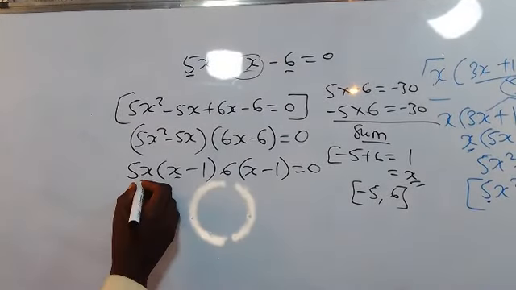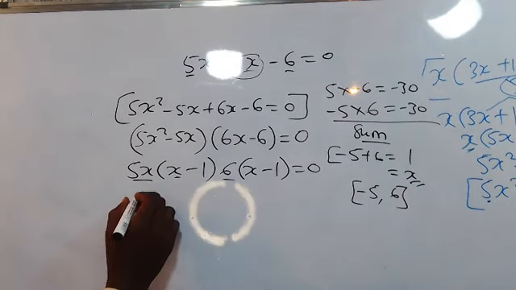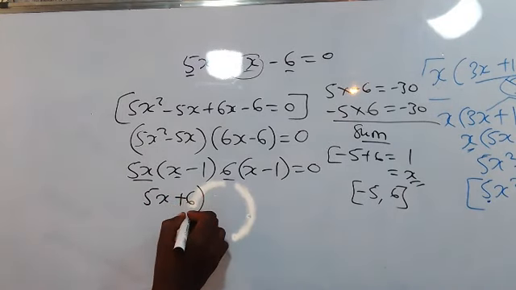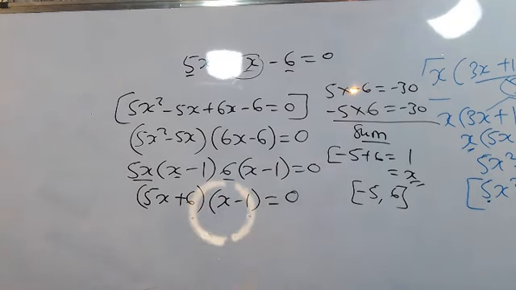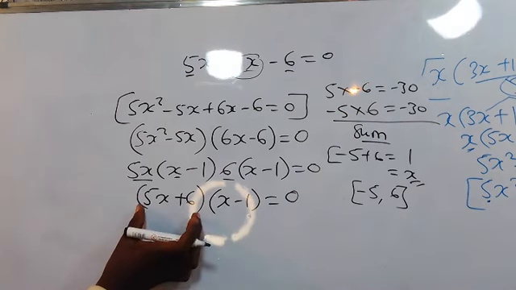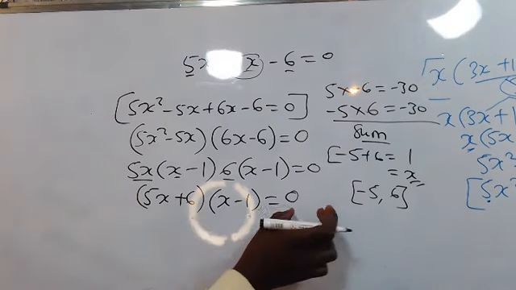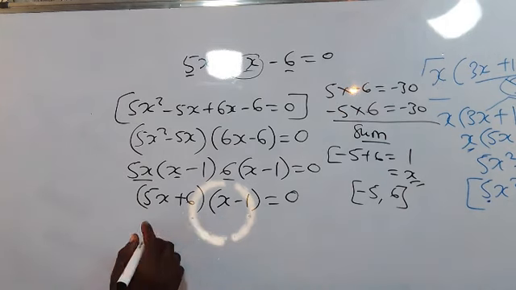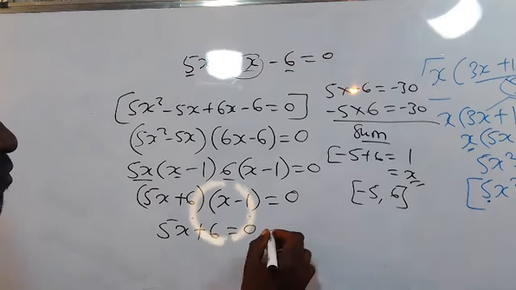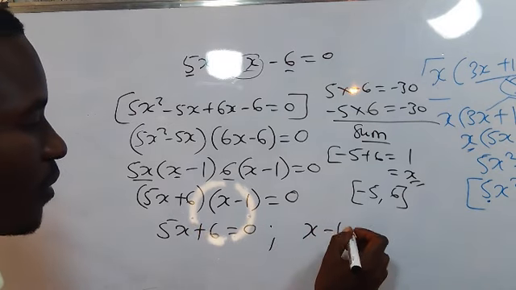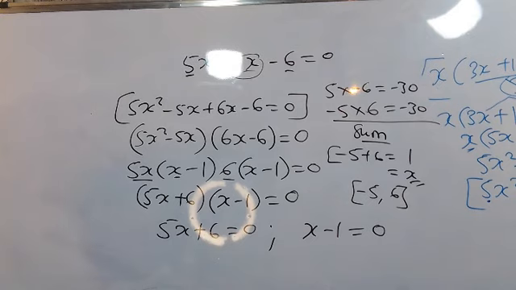And then from there now, you can group what is outside, 5x plus 6, and then x minus 1 equals to 0. Now you can equate this first term to 0, this second term to 0. So 5x plus 6 equals to 0, and also x minus 1 equals to 0. From there, it becomes a linear equation in one variable. It's just one single variable x there.